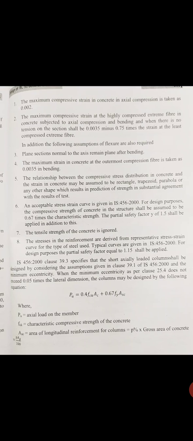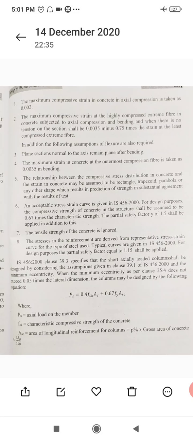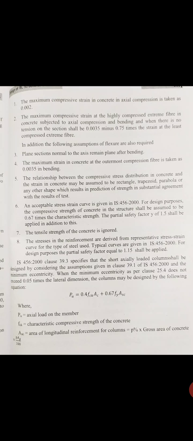Plane sections normal to the axis remain plane after bending. The maximum strain in concrete at the outermost compression fiber is taken as 0.0035 in bending. The relationship between the compressive stress distribution in concrete and the strain in concrete may be assumed to be rectangular, trapezoidal, parabolic or any other shape which results in the prediction of strength in substantial agreement with the results of tests. An acceptable stress strain curve is given in IS 456-2000.